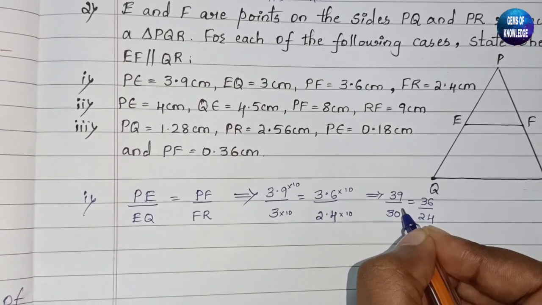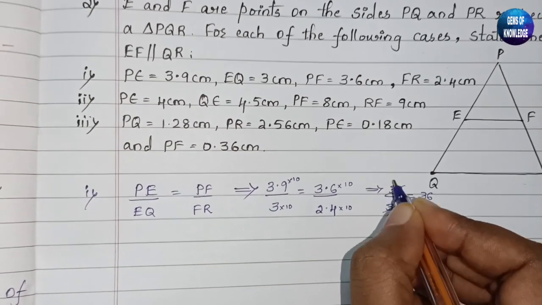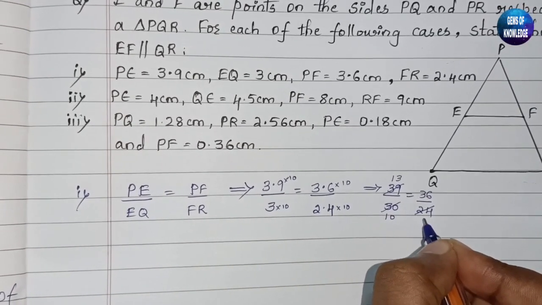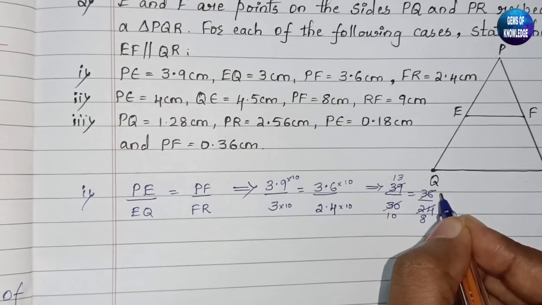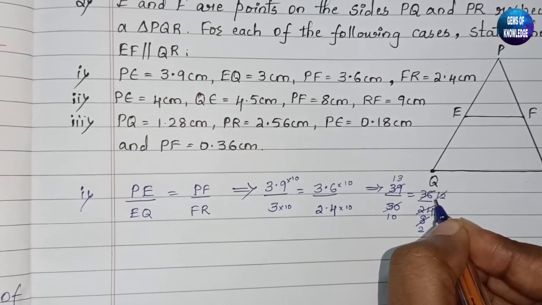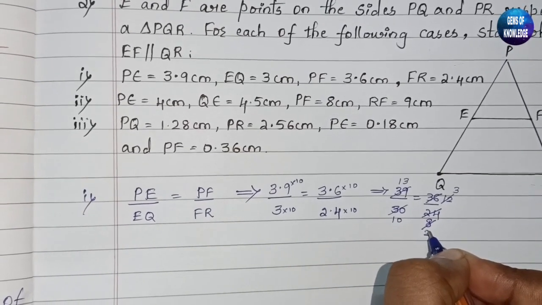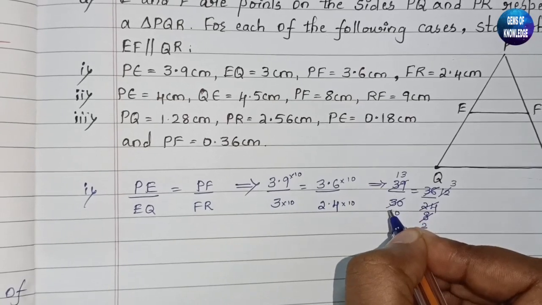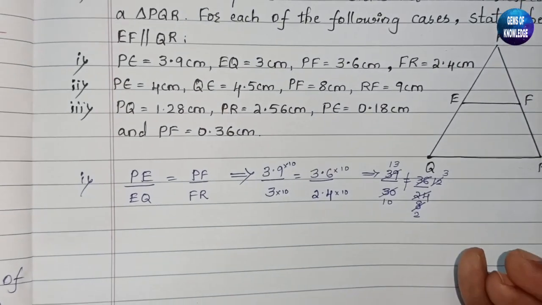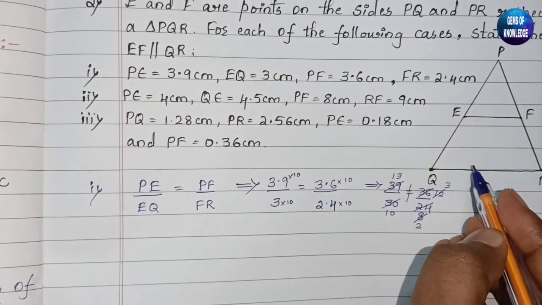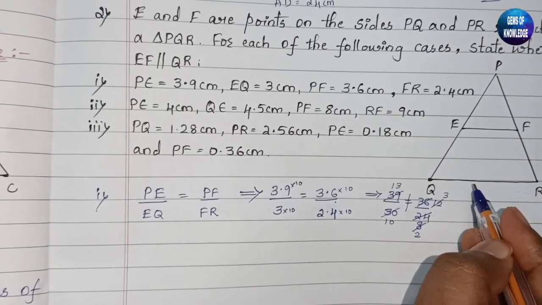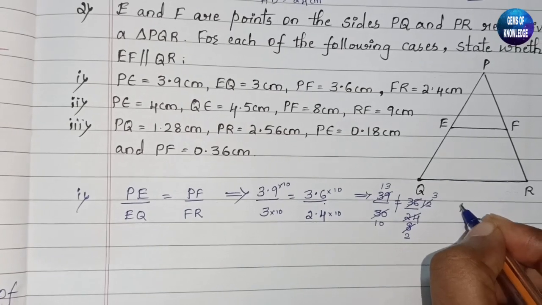So if you divide this, 3 tens are 30, 3 ones are 3, 3 threes are 9. This is 13 by 10. And here 24 means 3 eights are 24 and 3 twelves are 36. Again, if you divide this, 4 twos are 8, 4 threes are 12. So you got 3 by 2 as the lowest form here, and here 13 by 10 as the lowest form. So which do not match each other. So these are not equal. So you can say that EF is not parallel to QR in the first case.